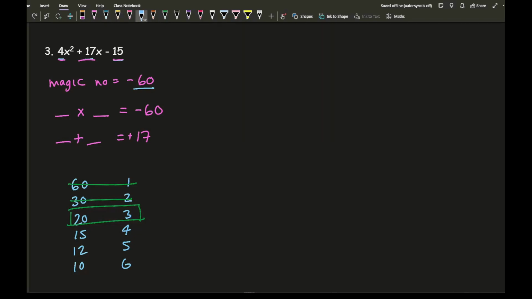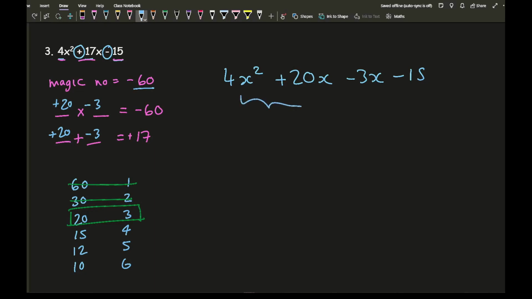So here I've got 20 and 3, and then once I've got those two numbers, this is a sign of your bigger number, so it's going to be positive 20, and because that's a minus, it means the signs are going to be different. So I'm looking at positive 20 and minus 3 as my two numbers. So then writing the equation again, replacing 17x with 20x and minus 3x. And you can see that I could have written this as minus 3x plus 20x, but the 20 goes nicer with the 4 and the 3 goes nicer with the 15. It just makes that factorising a little bit easier.